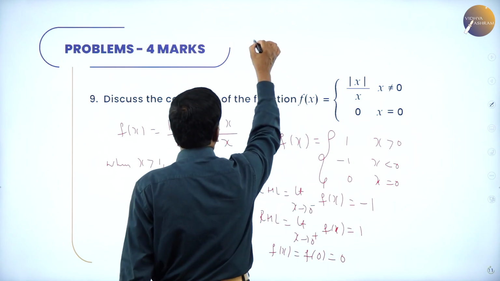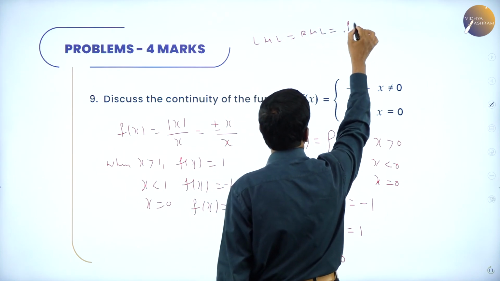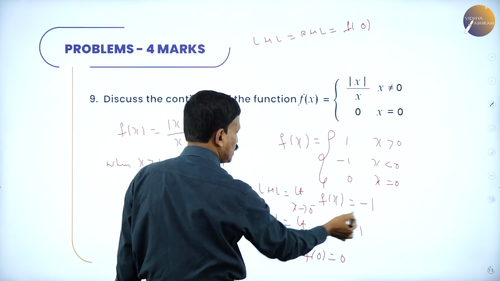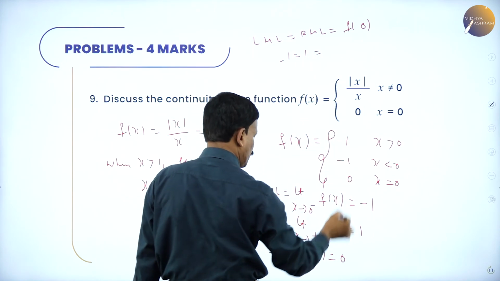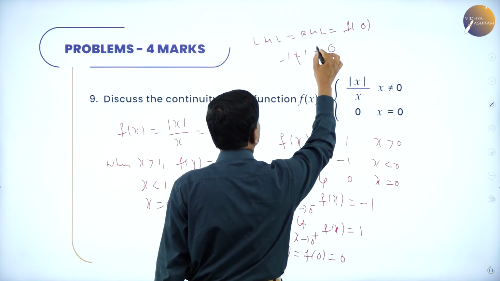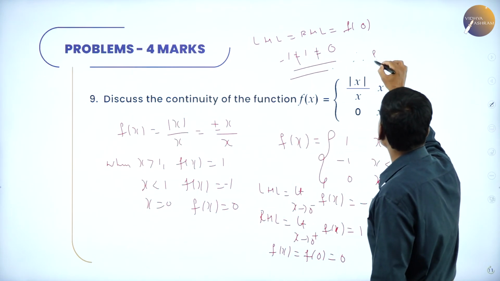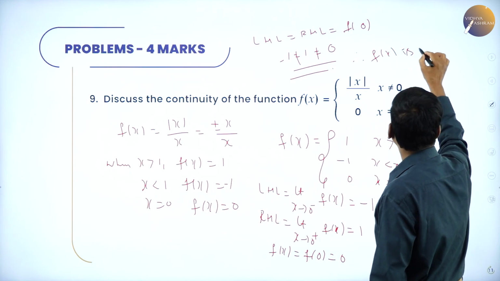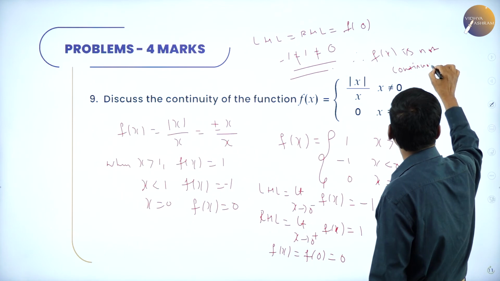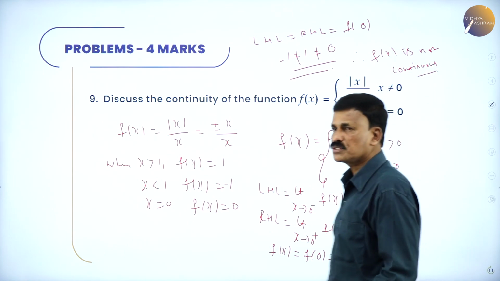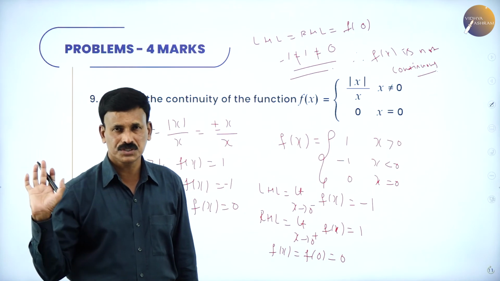So, here we check whether left hand limit is equal to right hand limit is equal to the functional value. What is the left hand limit? Minus 1. Right hand limit, plus 1. And the functional value, 0. They are not equal. So, therefore, f of x is not continuous at x is equal to 0.